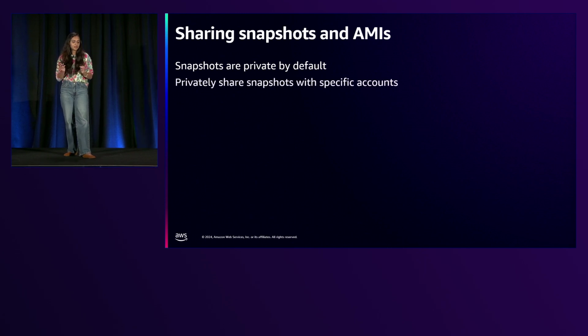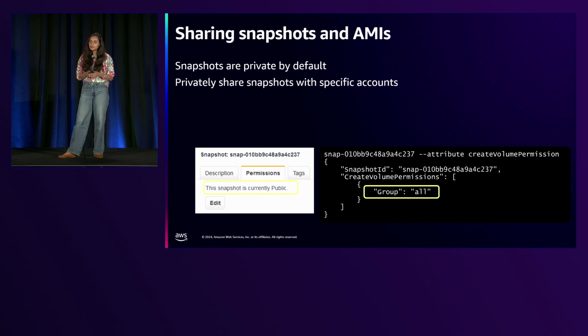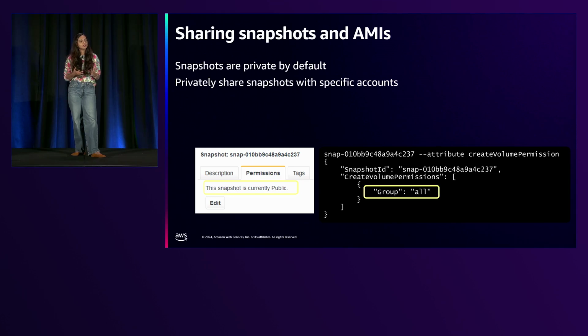Now we'll talk about sharing snapshots. When you create a snapshot, it's going to be private by default. So it's not shared with anyone, it's just shared with you. But what you can do is privately share it with other accounts. You can specify an account with which you want to share that snapshot, and that account should be able to use that snapshot. You can also share snapshots publicly.